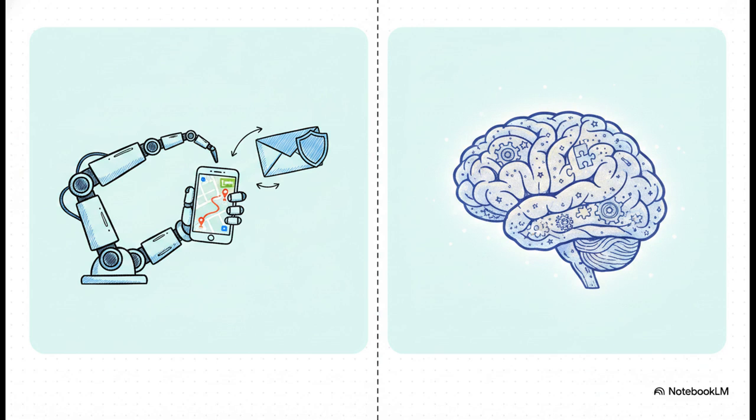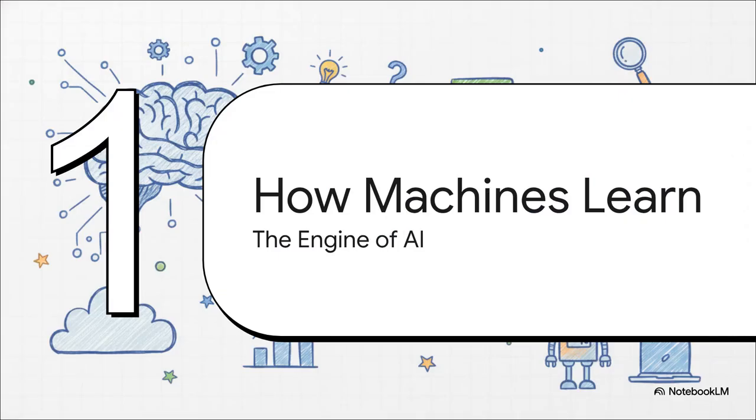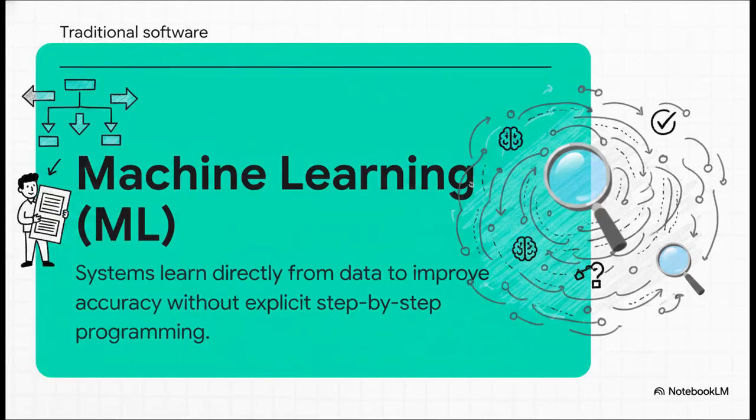On the flip side is artificial general intelligence, or AGI. This is the classic sci-fi concept of a system with human-like cognitive abilities that can learn and adapt across any domain. But let's be super clear about this. AGI remains entirely theoretical right now. Moving on to section 2, how machines actually learn. So what makes narrow AI tick?